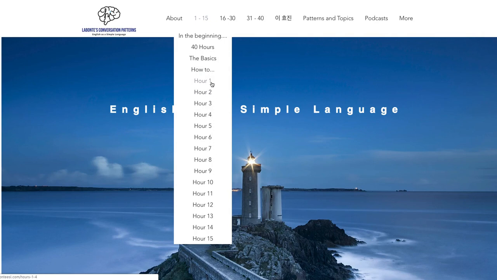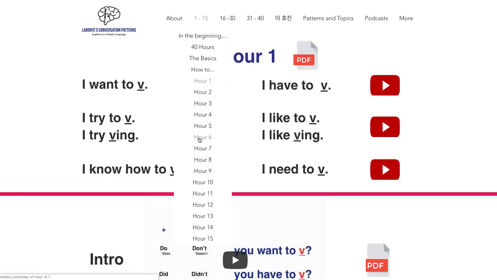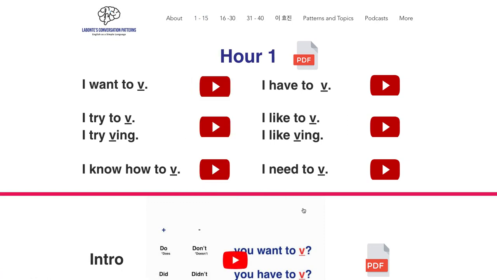For example, hour one. In 30 minutes, I think that it should be easy to introduce 6 patterns here. We're introducing no difficult vocabulary. I would keep the verb very simple, just keep it at study and eat, because the vocabulary is not what's important. It's the pattern that's important. So just keep the verb very simple. You can even keep it the same.